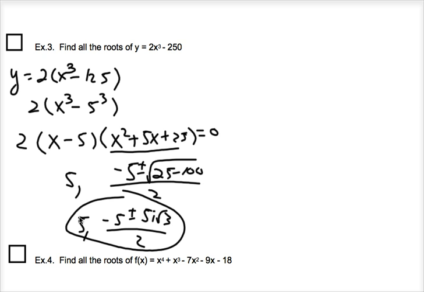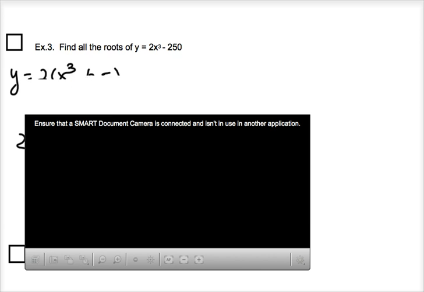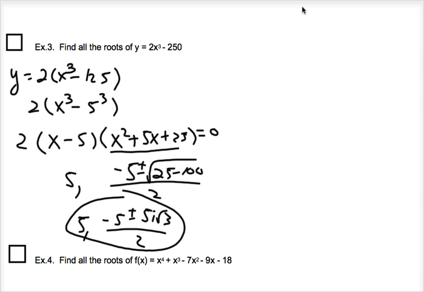And why is that 5i root 3 over 2? Because negative 75 is the discriminant on the inside there. And that would turn into 5 root 3. But it's a negative, so you need the i. So that was one way to do that one.